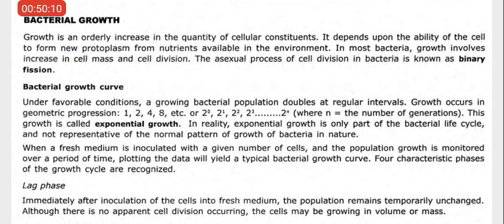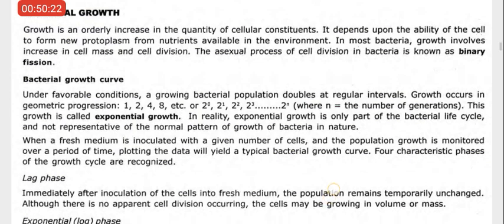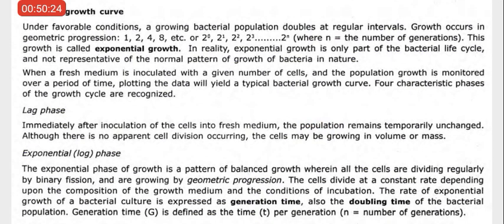When a fresh medium is inoculated with a given number of cells and the population growth is monitored over a period of time, plotting the data will yield a typical bacterial growth curve. Four characteristic phases of the growth cycle are recognized, like lag phase. Immediately after inoculation of the cells into fresh medium, the population remains temporarily unchanged. Although there is no apparent cell division occurring, the cells may be growing in volume or mass.